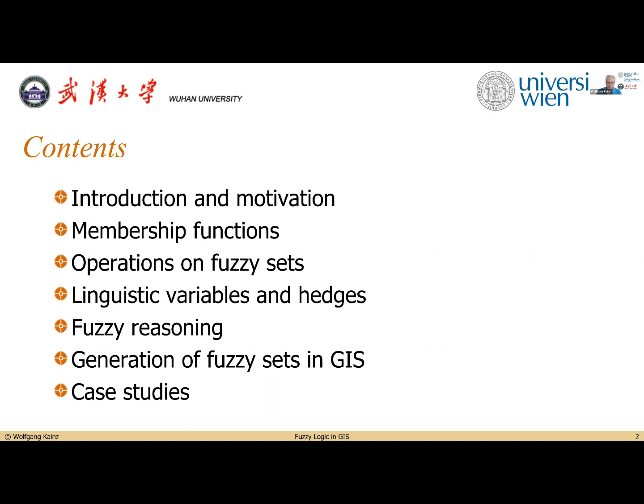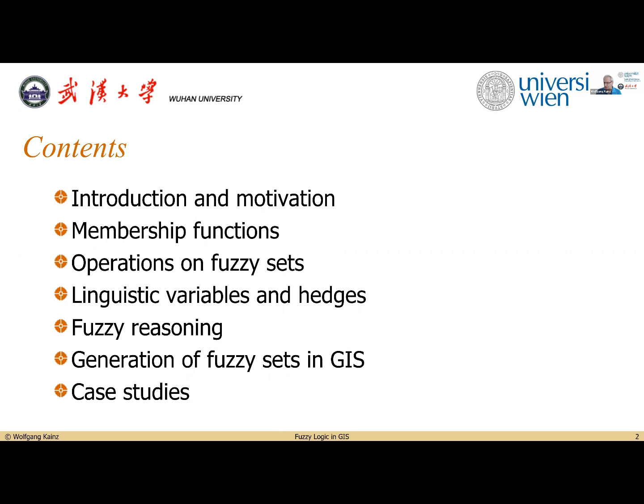and how we can use it for doing spatial analysis. We will also discuss fuzzy reasoning, meaning we are using rules and applying the rules to our data, we come to conclusions. So that is what we are going to discuss, let's say, in terms of theory. And then we will also discuss how we can create fuzzy sets in GIS. And in the end, we will do two case studies.